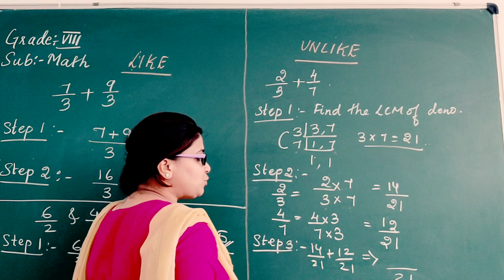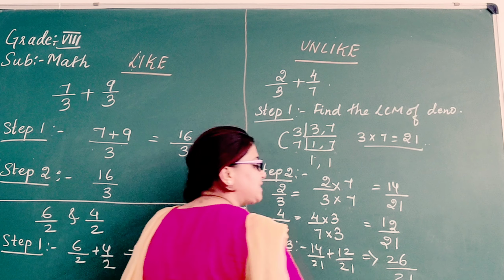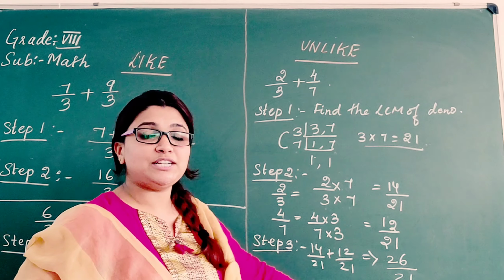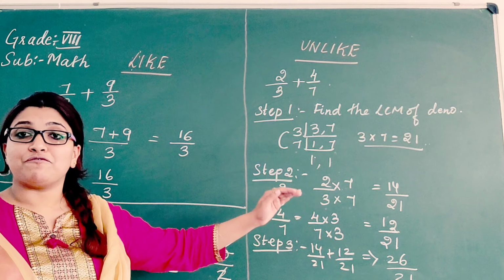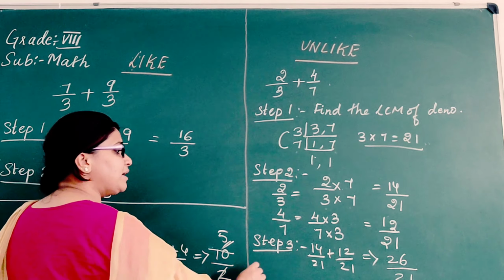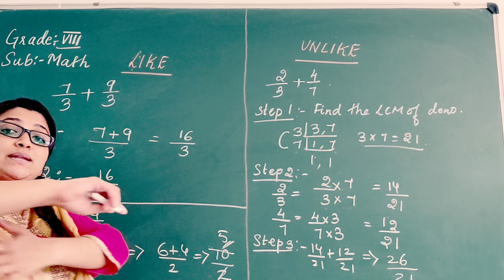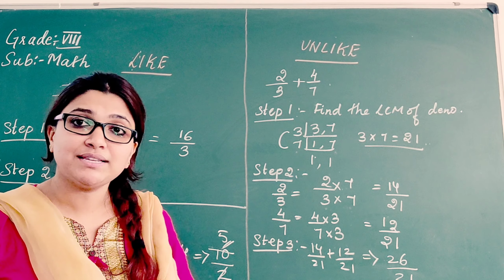So what is 14 plus 12? 14 plus 12 is 26. So 26 by 21 is my final answer. Now step number 4 also we have. But what is step 4? You have to reduce it in the simplest form.